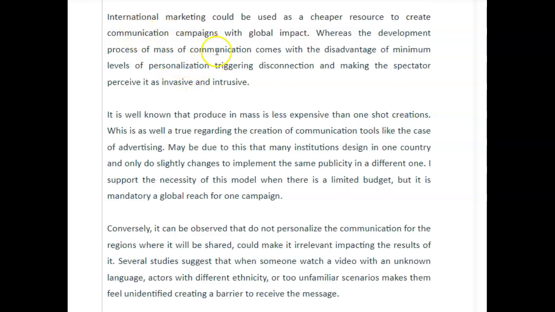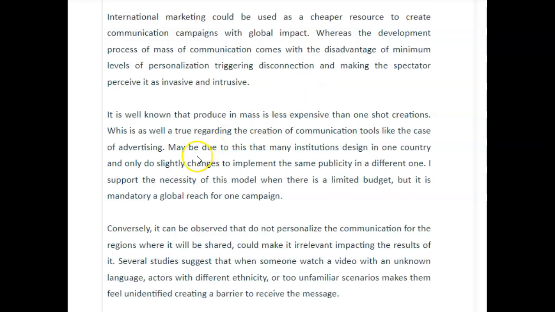Let's see. However, in my opinion, the development of mass communication, there we go. However, in my opinion, the development of mass communication comes with the disadvantage of minimal personalization, comma, triggering disconnection, making the spectator perceive it as invasive and intrusive. All right, it works a little better. But you do absolutely want to signpost what your position is.